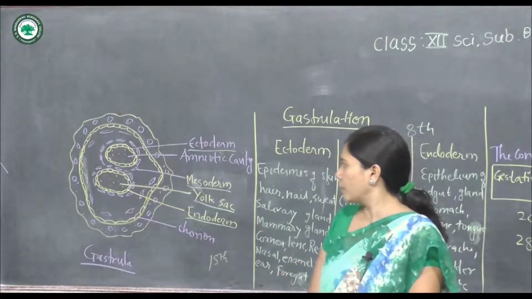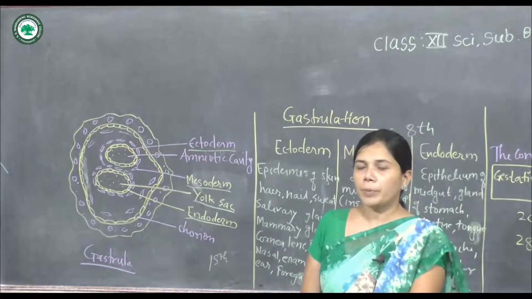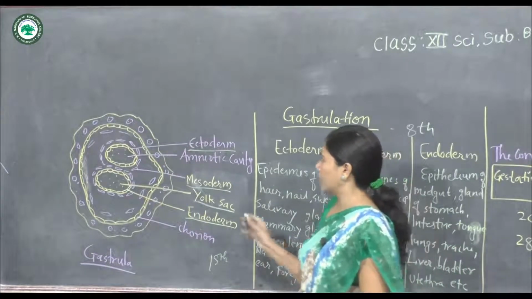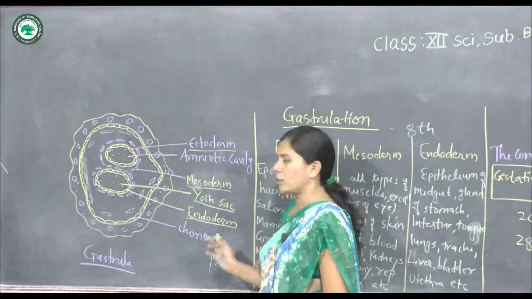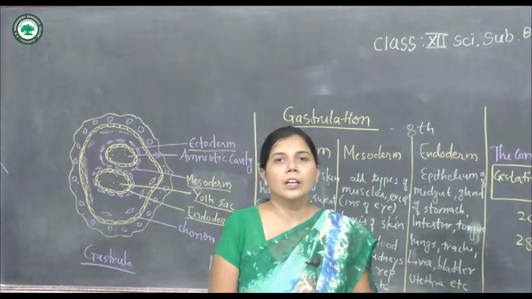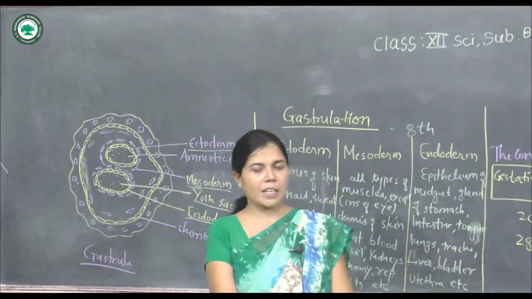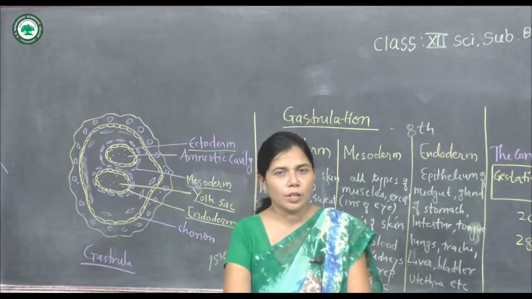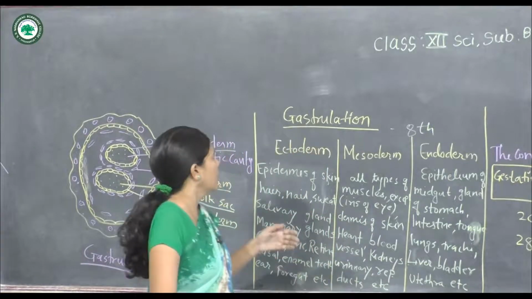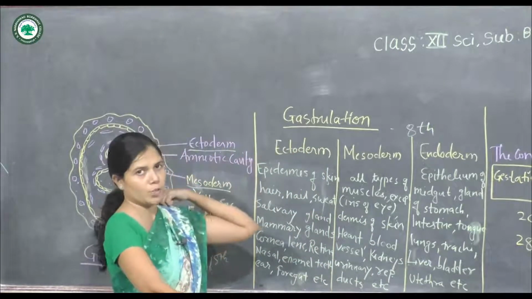From these three layers, ectoderm, mesoderm and endoderm, the development of organogenesis takes place, meaning the organs of the fetus are developed from the ectoderm, mesoderm and endoderm. So we move on to the process of organogenesis.